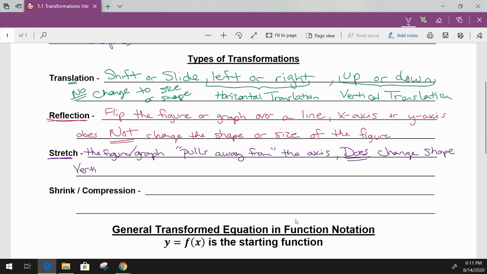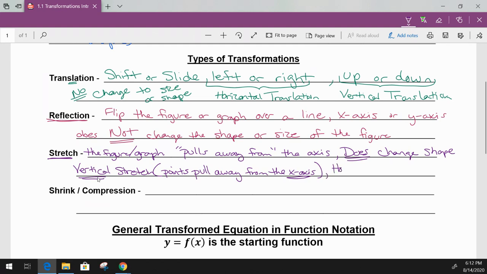So a vertical stretch, the points pull away from, put parentheses, points pull away from or get farther away from the x-axis. So that can get a little confusing because it's a vertical stretch, but when you're stretching things vertically, they're getting farther away from the x-axis.